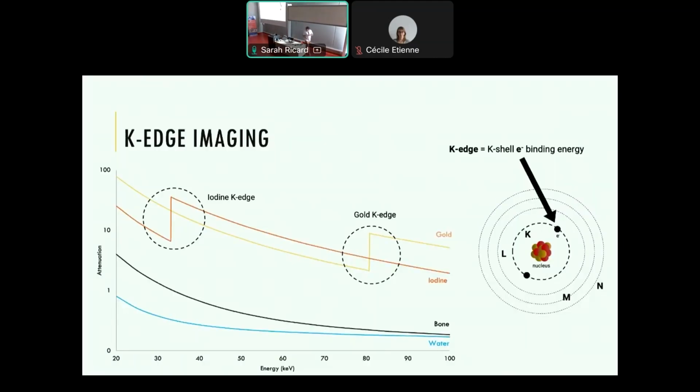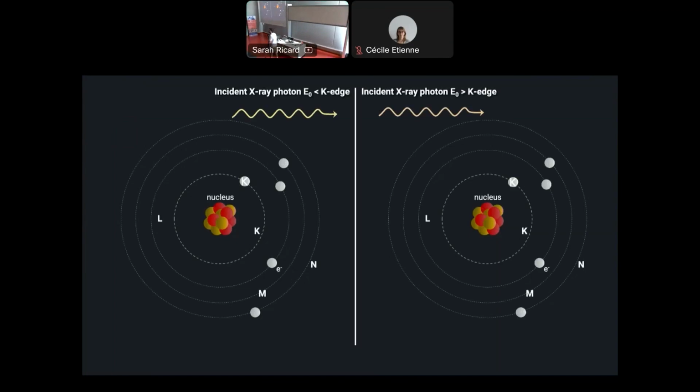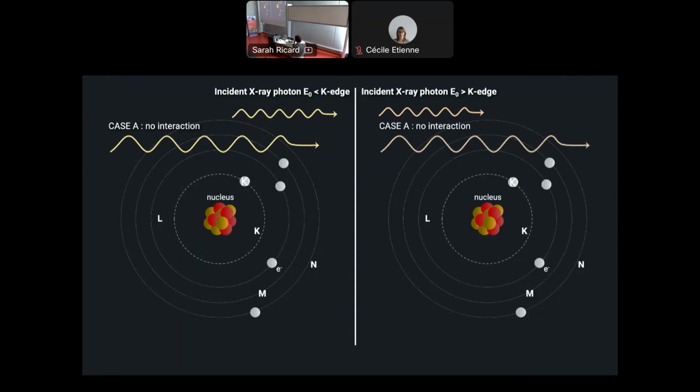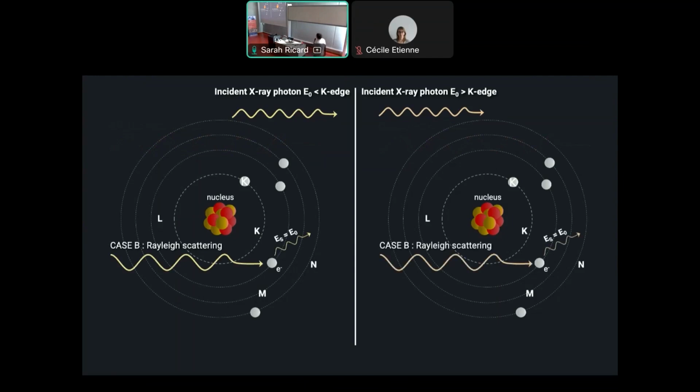So let's imagine that you have different cases. In one case, the incident photon has an energy below that edge of the atom. And in the second case, you have an incident photon that has an energy which is higher than the K edge. In the first case, most of the time you do not have an interaction between the X-ray and the photon.